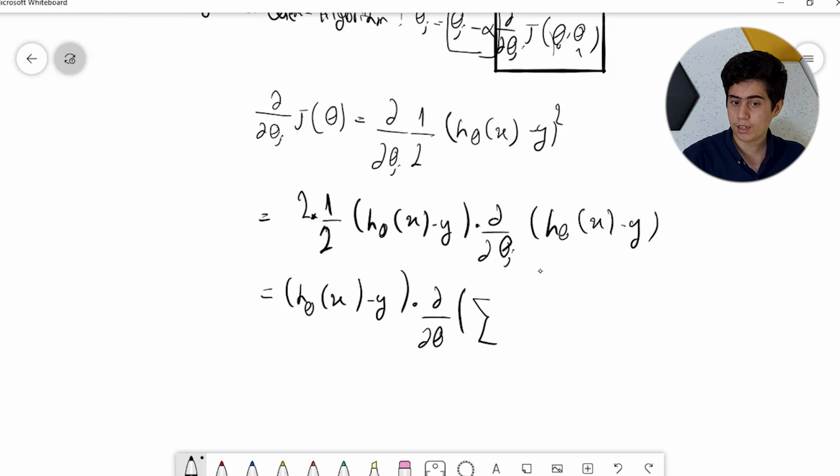Guys, one important note that I forgot to tell you is that all of these equations that we are writing here are all for theta 1, theta 2, and so on. The theta 0 equation is different from this.